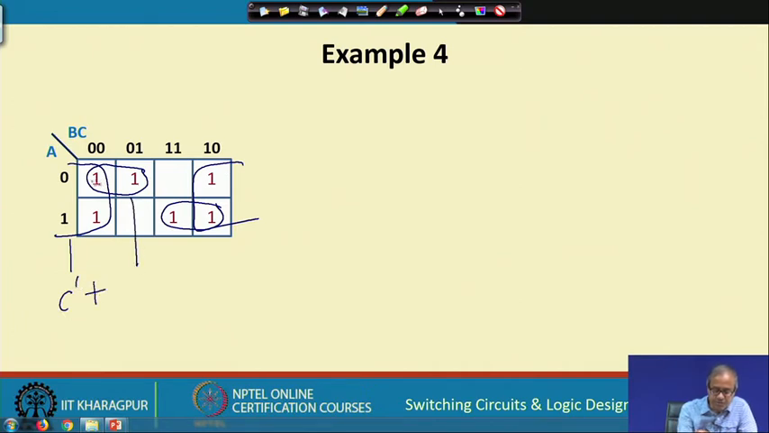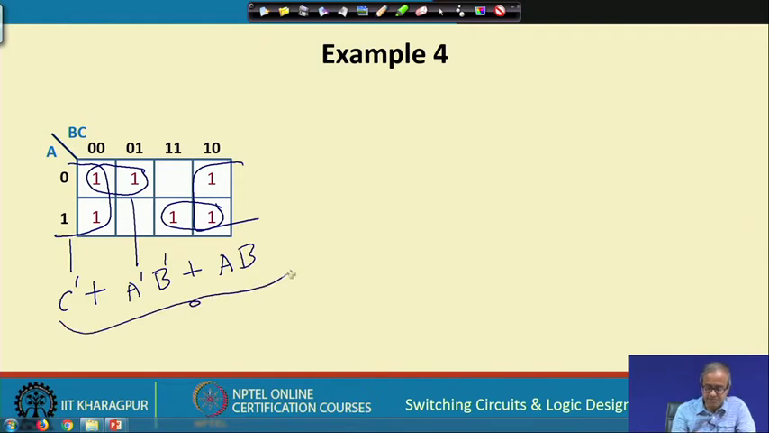So, corresponding to this one, it will be C bar as before, and this smaller cube will be A bar, with 0 0 and 0 1, C cancels out, B bar. And for these 2, A equal to 1, which means A, and 1 1 1 0, C cancels out, B is 1. So, B. This is the minimized expression. This cannot be minimized any further, right. Okay.